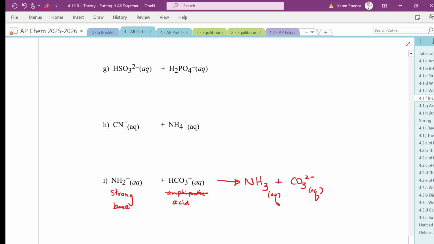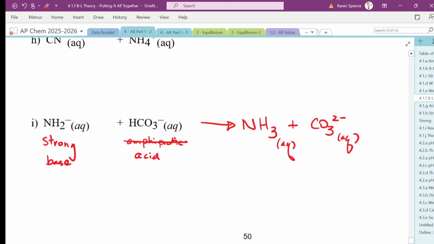And then did it ask us to predict? Oh, well, in this case, because NH2 minus is a strong base, this goes to completion, so the Keq would be very large. And it completely favors the product. It just goes to completion.